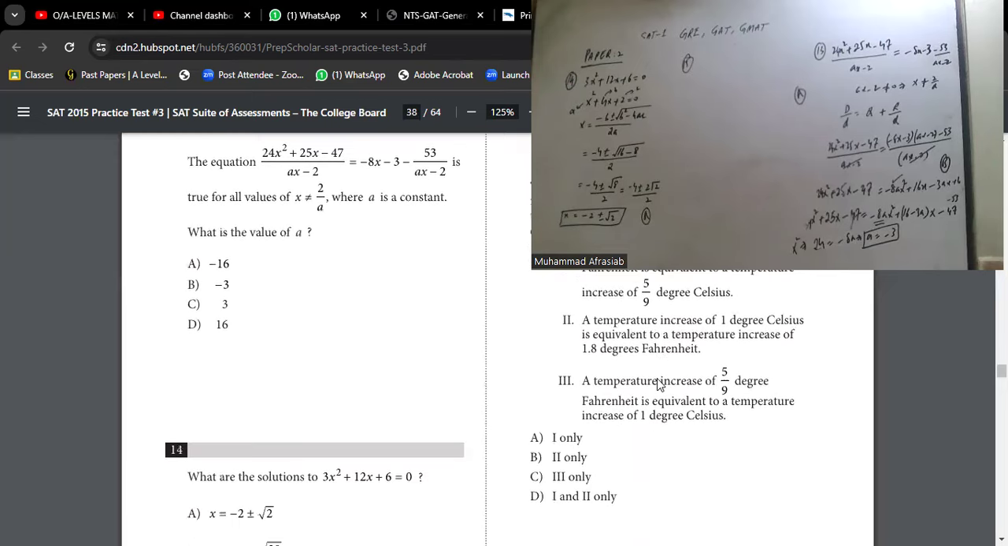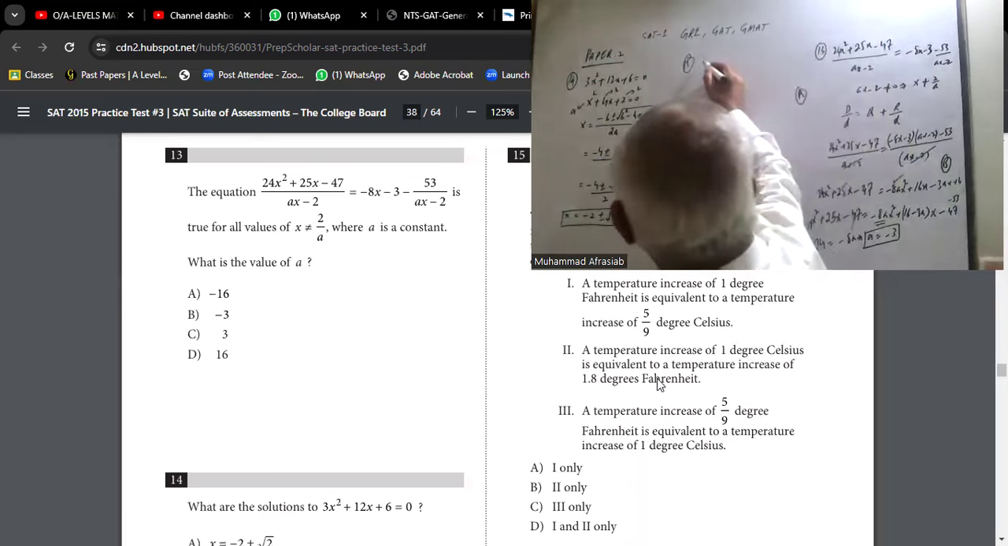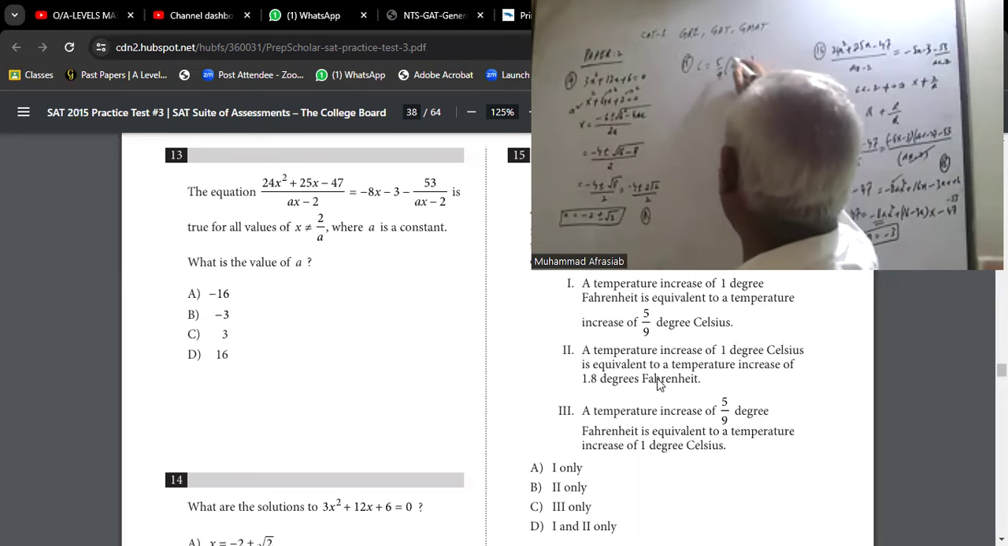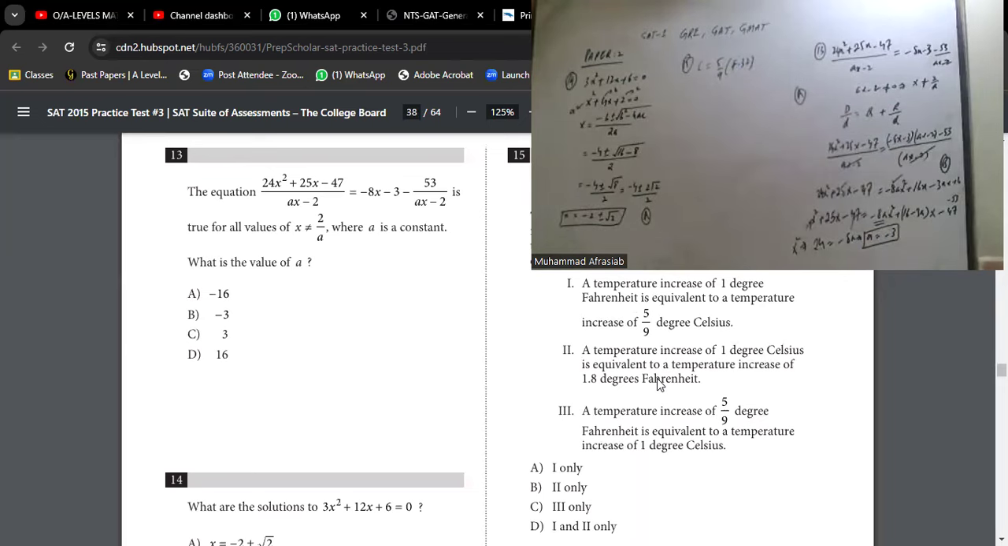C is equal to 5/9 (F − 32). This is the Fahrenheit and this is the Celsius in temperature there. The equation shows how a temperature F degrees in Fahrenheit is related to a temperature measured in degrees Celsius. Based on this equation, which of the following must be true?